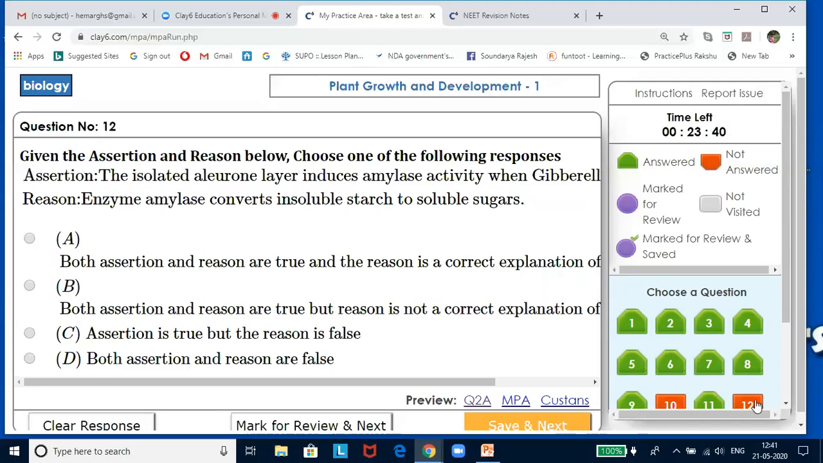The isolated aleurone layer induces amylase activity when gibberellic acid is added. Enzyme amylase converts insoluble starch to soluble sugars. Both are true, but it does not give the reason. So this is B.